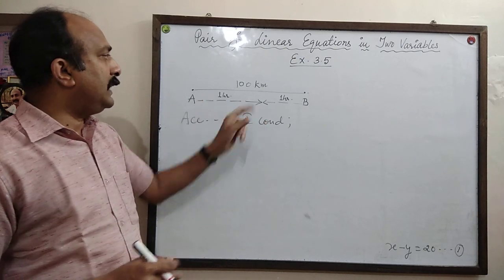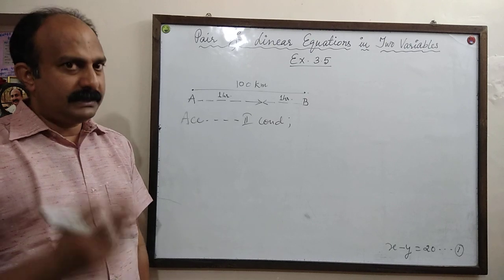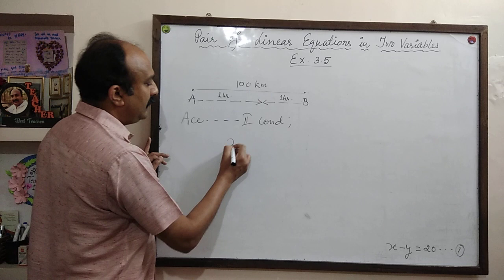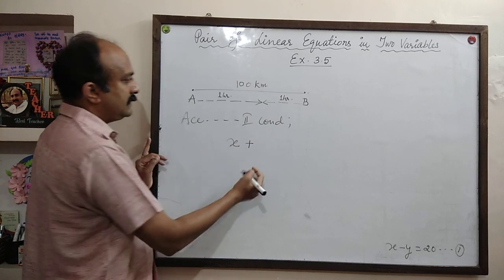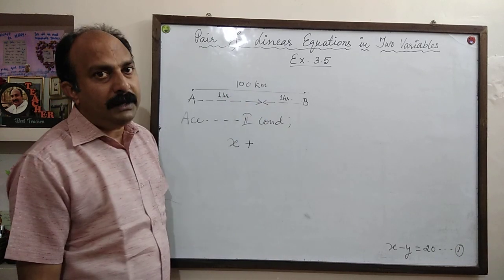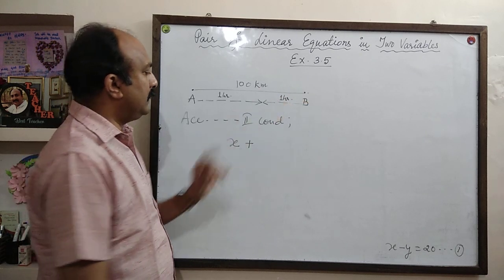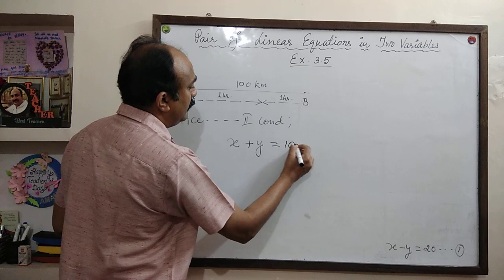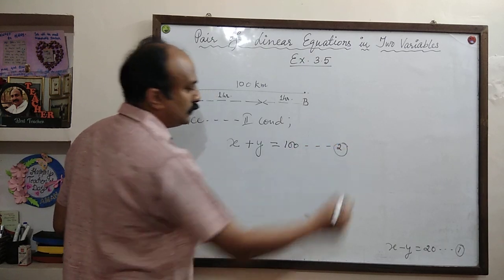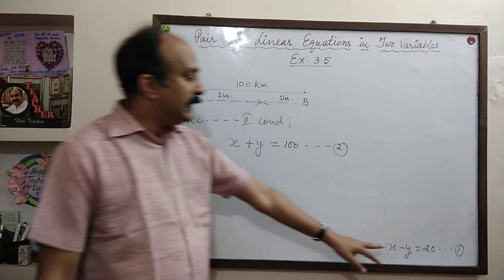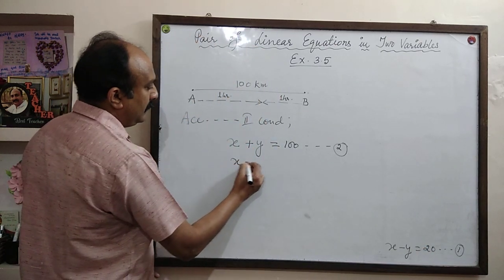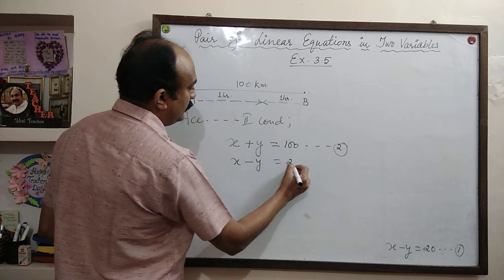Now what is distance by car A in 1 hour? Distance is equal to speed into time. X into 1 equal to X. Plus distance travelled by car B in 1 hour. Y into 1, that is Y. X plus Y is equal to 100. Equation number 2. Already we have X minus Y is equal to 20. Equation number 1.